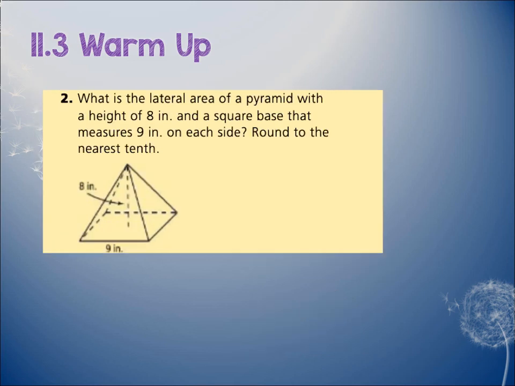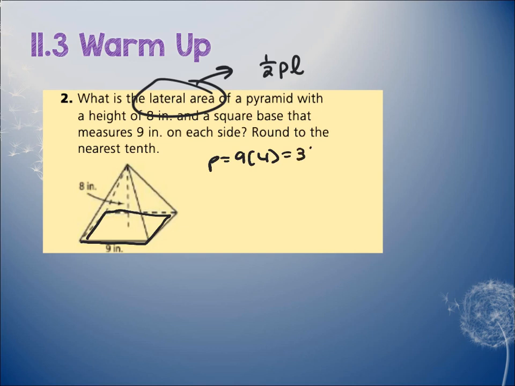Okay, second one says, what's the lateral area of a pyramid with a height of 8 and the square base that measures 9 inches on each side, round to the nearest tenth? So this time, it wants you to find lateral area. Lateral area is just the 1/2 perimeter times the slant height. The perimeter would be 9 plus 9 plus 9 plus 9, or 9 times 4, which is 36. But what you're not given this time is the slant height. You're given the actual height, which is 8. So I need to find slant height. So this would be L.